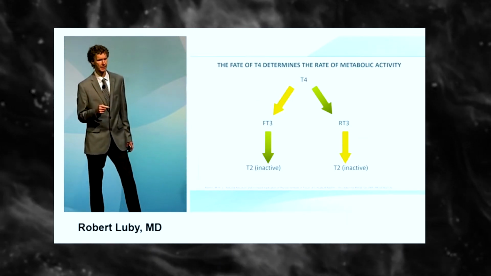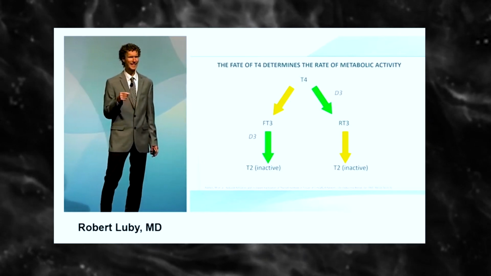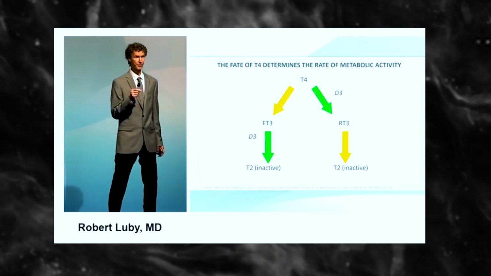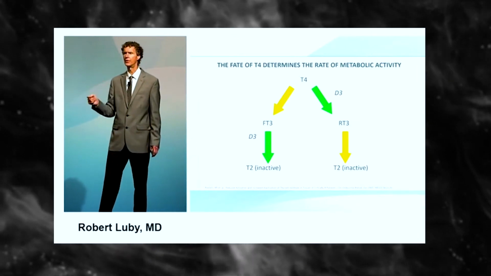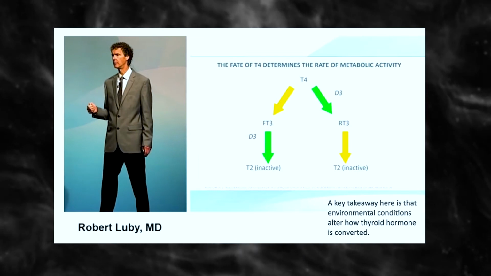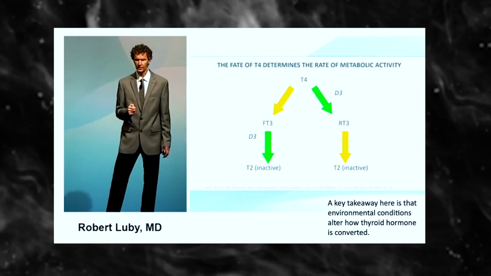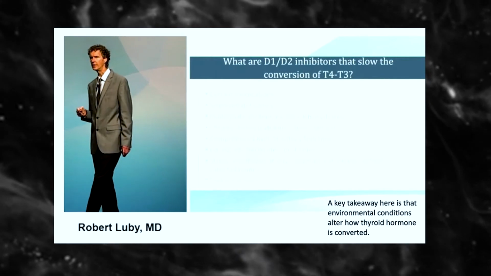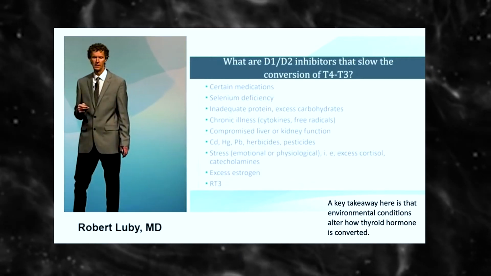Under different adverse environmental conditions, D3 will be activated, blocking conversion to free T3 and promoting conversion to reverse T3. That is beneficial for that environmental condition, but could be problematic for how your patient is going to feel. What can block D1 and D2? I call that thyroid steal.